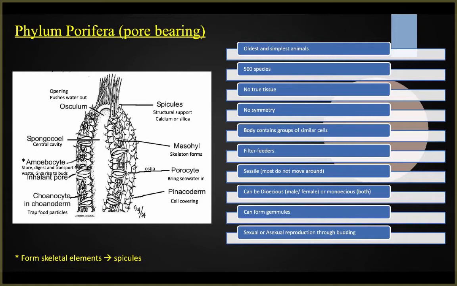So, the different parts that we have here. You have a spongocele, which is this central cavity. The osculum, which is the opening at the top, where water gets pushed out. Water comes in through these inhalant pores, and those pores are made up of cells called porocytes that are going to bring the water in. And the ostia is that area in the cell right here.